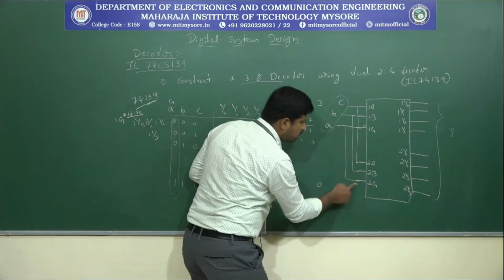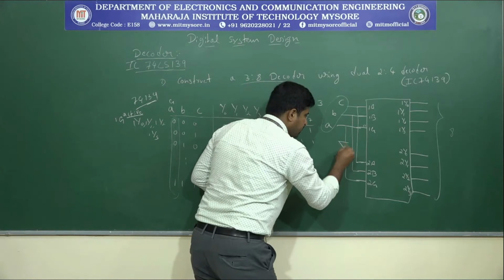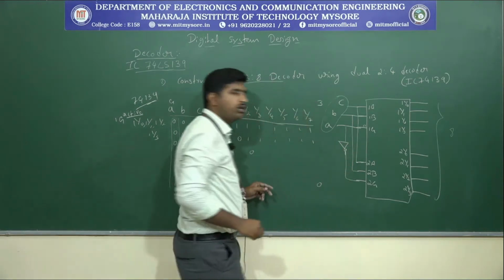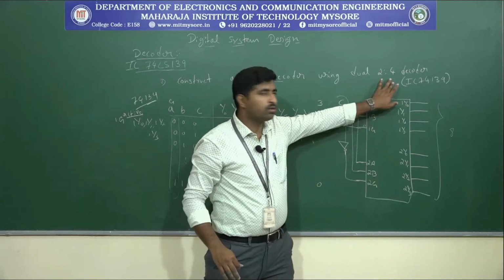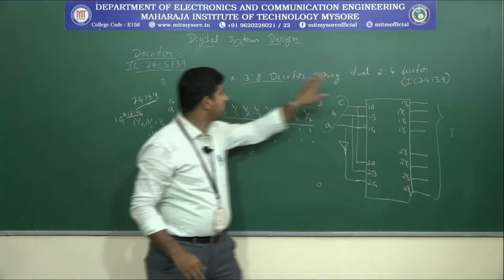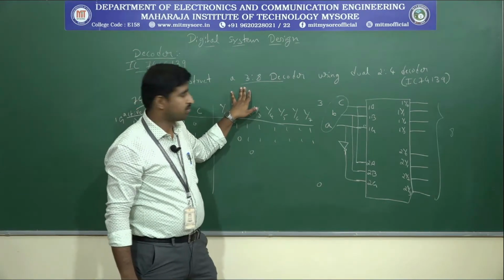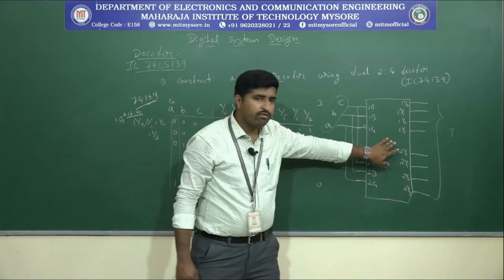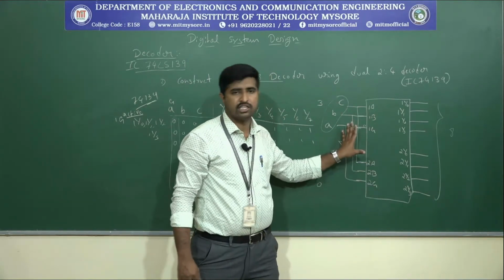So here 1G and 2G, whichever are shorted, will be connected to a NOT gate. So this is how we are going to construct and convert a 2:4 decoder, implementing it as a 3:8 decoder. So by using the 74139, we can construct a 3:8 decoder by using this connection.